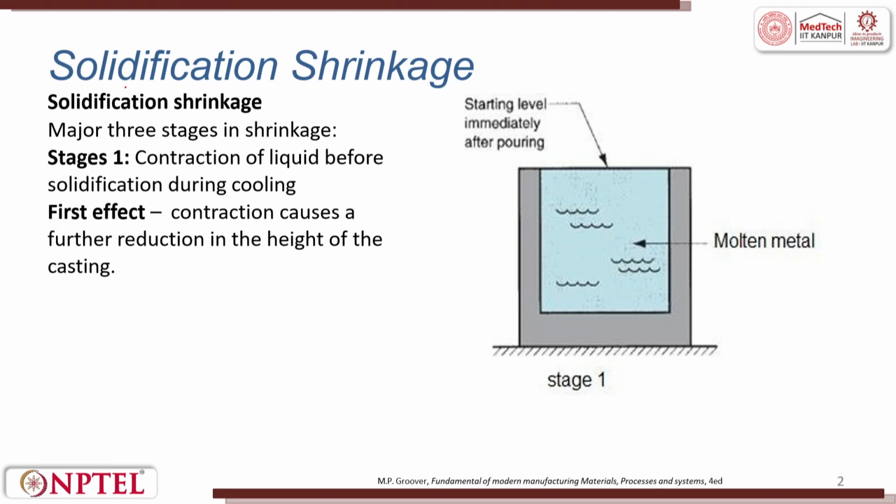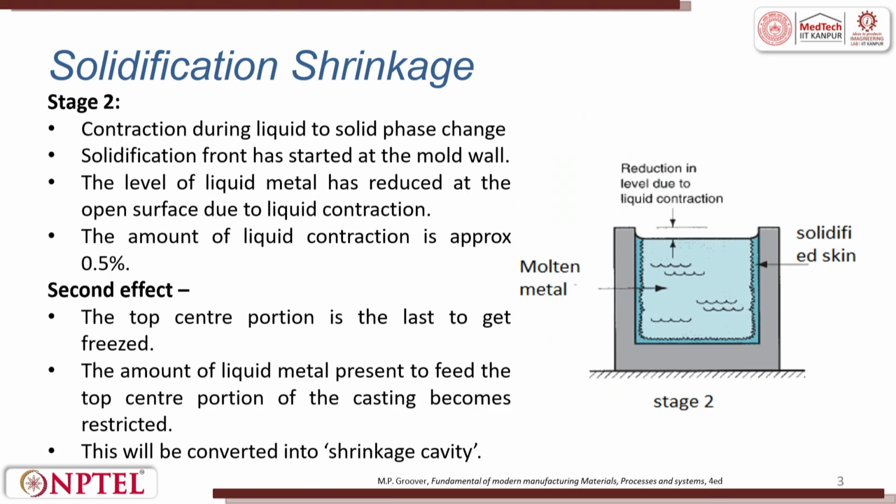Let me go through the concept of solidification shrinkage once again. There are 4 stages. Stage 1 is contraction of the liquid before solidification during cooling. This contraction causes a reduction in the height of the casting. This is just revising the things that we have discussed. Stage 2 brings a second effect where the top center portion is the last to freeze. So, this is contraction during liquid to solid phase change. The solidification front has started at the mold wall. So, this is stage 2.